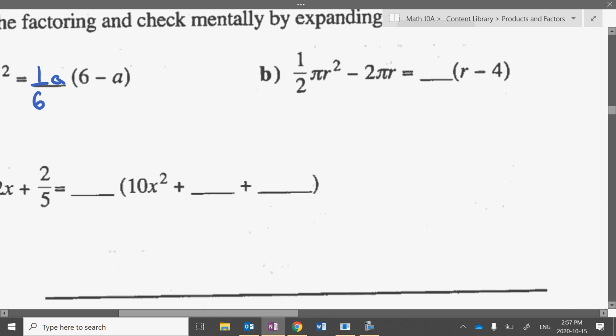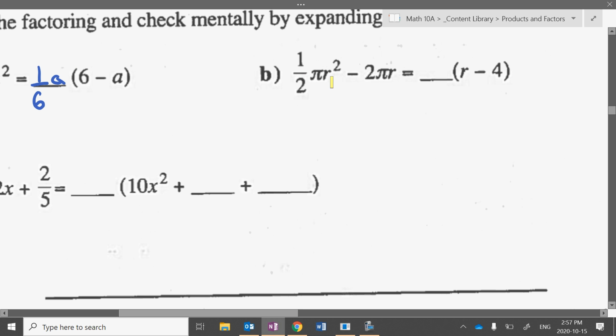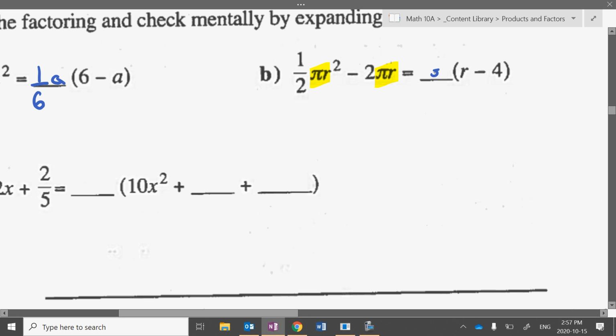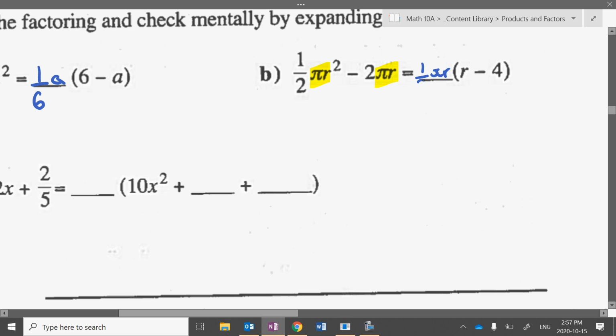On B, a couple pieces to think about here. Before we deal with our fraction, pi and r are common in both. So I'm going to have a pi and r in my GCF. Between a half and 2, there's halves in both of those, so I can factor out my 1/2. There are 4 halves in 2. That's where this came from.